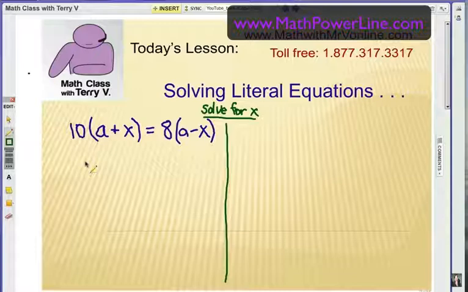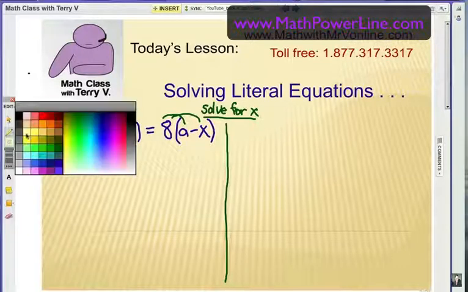Here we have 10 times the quantity a plus x equals 8 times the quantity a minus x. Now what I want you to do for this is rewrite it in terms of x, or solve for x. In some countries, they might say something like, write x as the subject. Okay? We're all saying the same thing. We want to end up with x equals something at the end. Now, the first clue is something I mentioned before, and that is if there's parentheses, definitely use distributive property to get rid of those parentheses. That's one of your first steps, because we want to isolate all the x terms on one side and see what happens. All right? So let's take a look.